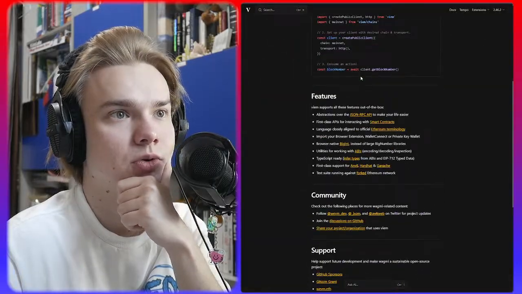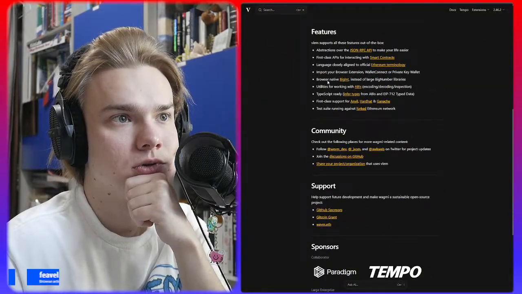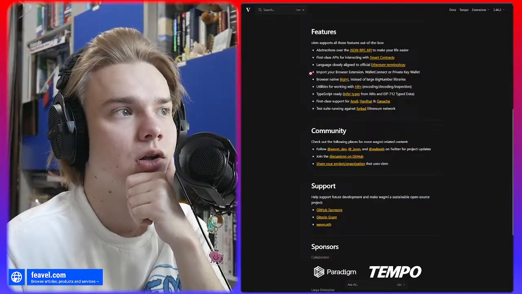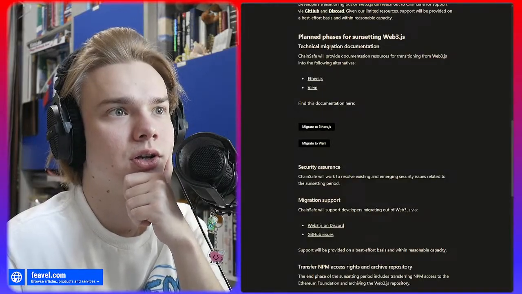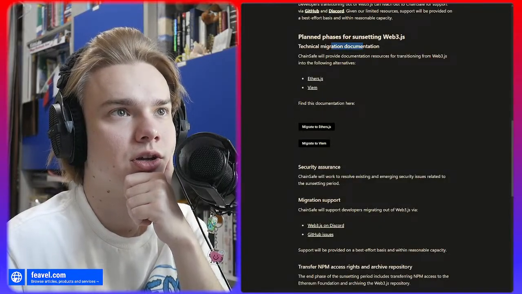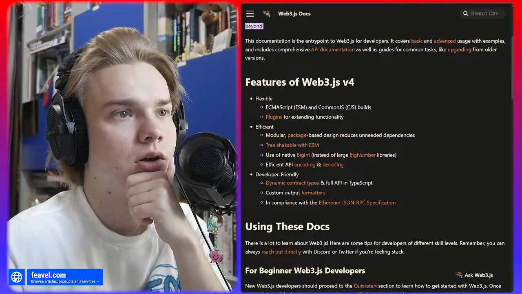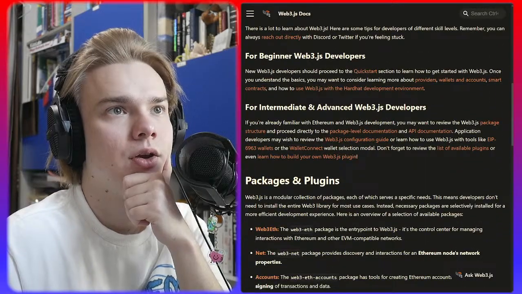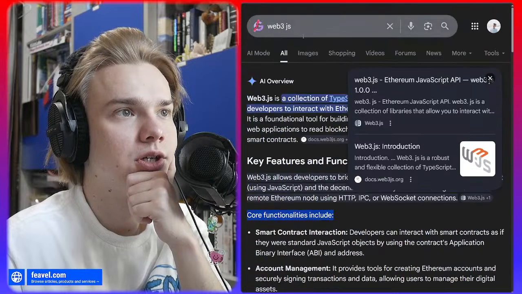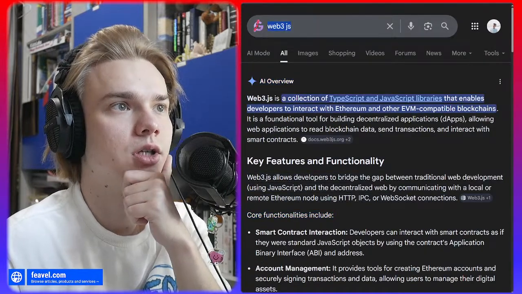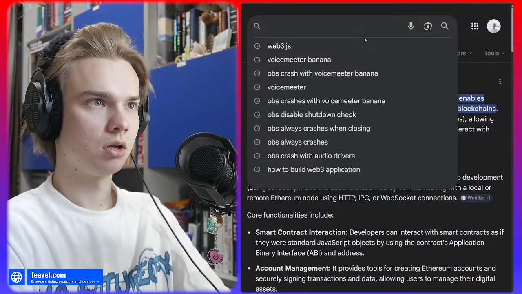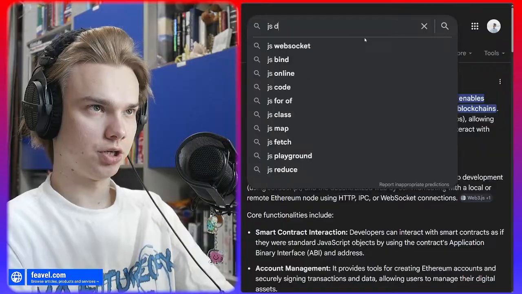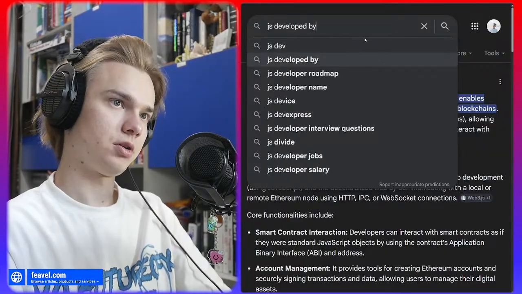The browser stopped working. Cool. We cannot click now. I lost the clicking capabilities. Fine. So Web3.js is down. It doesn't work. JS developer.